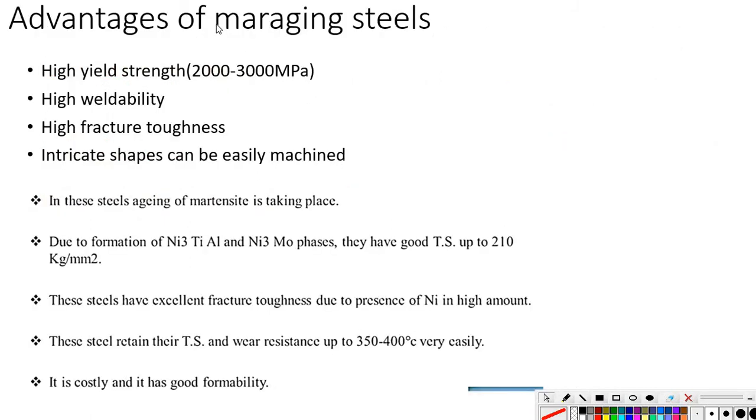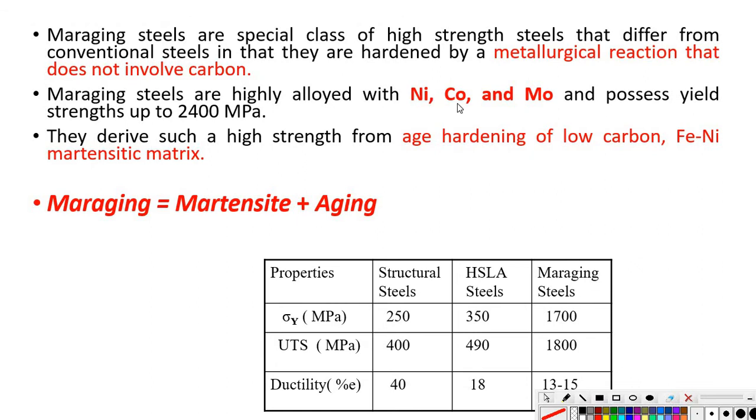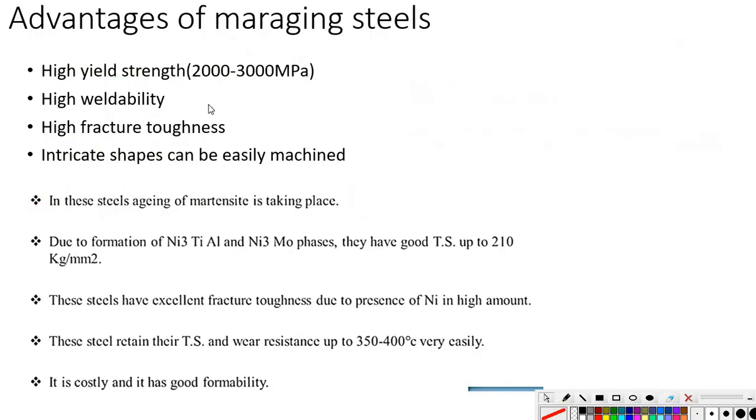So these are the advantages of maraging steel. It has a very high yield strength, very comparable with ordinary steel, and it has very high weldability. Weldability is high because of the presence of these intermetallic compounds and the alloy elements nickel, cobalt, molybdenum. We can increase the weldability of the material, so we get high strength weldable joints when we use maraging steel.